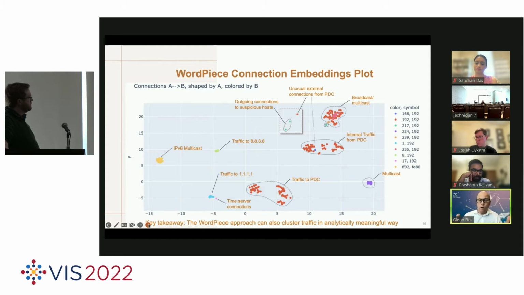VizSec, far from being over, has brand new areas and horizons to reach that we haven't even talked about yet. And I think that things like artificial intelligence and machine learning provide not an alternative to visualization, but a welcome companion to visualization, which, coupled with human insight, can really make a difference in cybersecurity. So thank you.